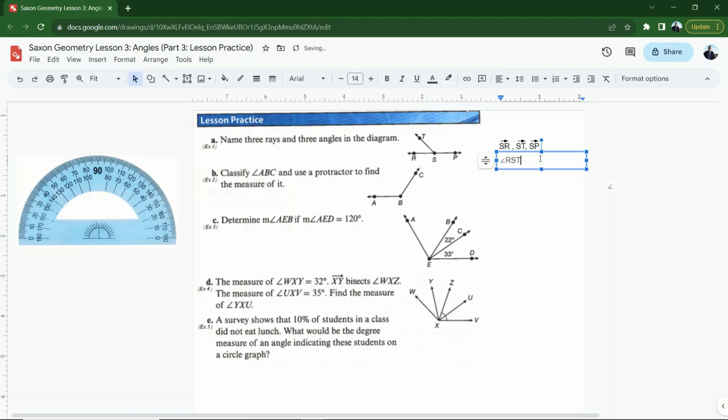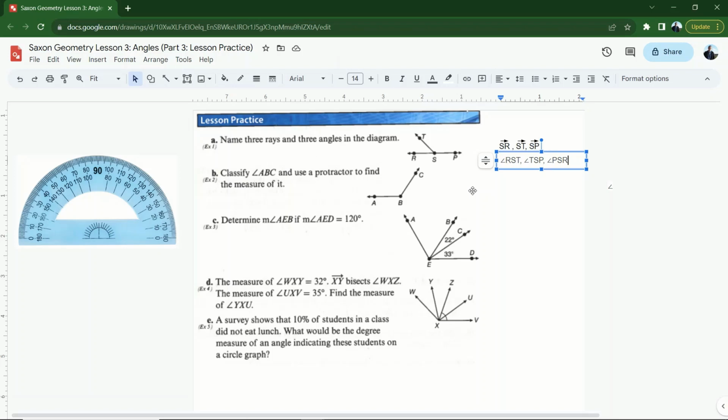But I could say angle RST, could have also said TSR, angle TSP or PST, and angle PSR, that straight angle all the way across the bottom there. All right, there we go. That's letter A. Letter B, classify ABC and use a protractor to find the measure of it.